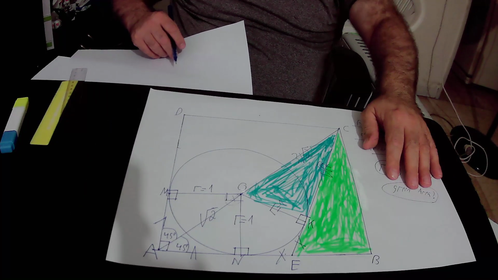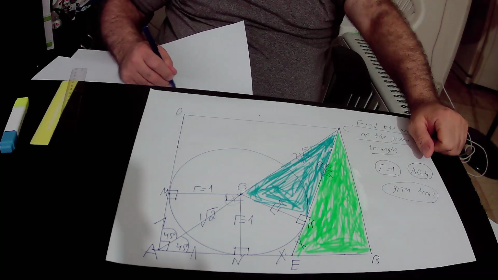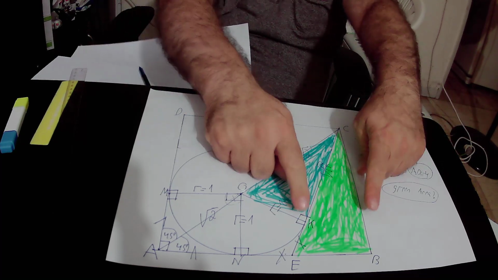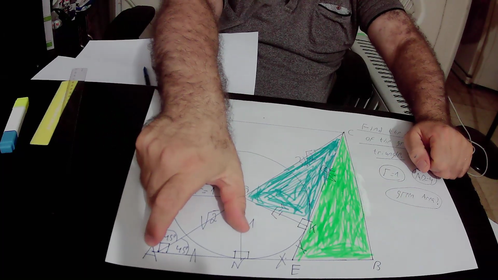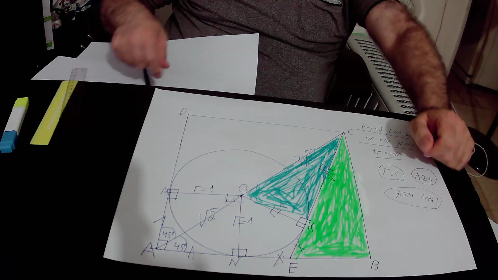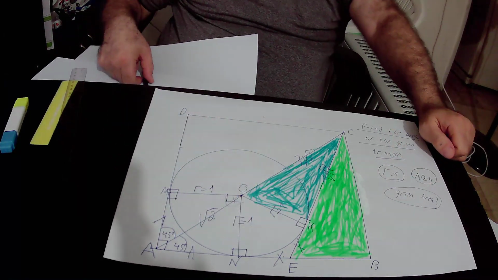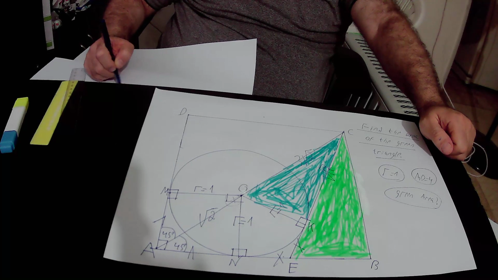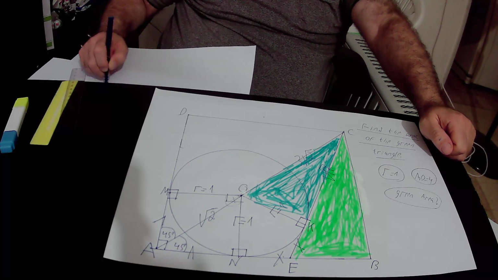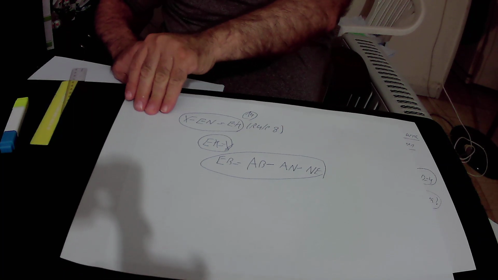So in the next step we will find out the length of line segment EB. From the drawing you can see that line segment EB equals AB minus AN minus NE. Again, EB equals AB minus AN minus NE.